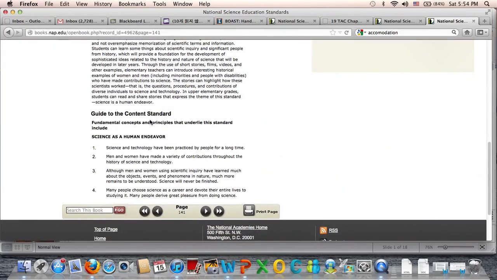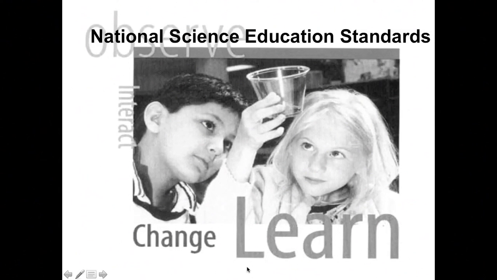Here's the guide to the content standard. Science and technology have been practiced by people for a long time. So students need to understand these concepts. Men and women have made a variety of contributions throughout the history of science and technology. Although men and women using scientific inquiry have learned much about the objects and events and phenomena in nature, much more remains to be understood. Science will never be finished. Okay? So when you check this detailed science standard, you will understand what to teach.